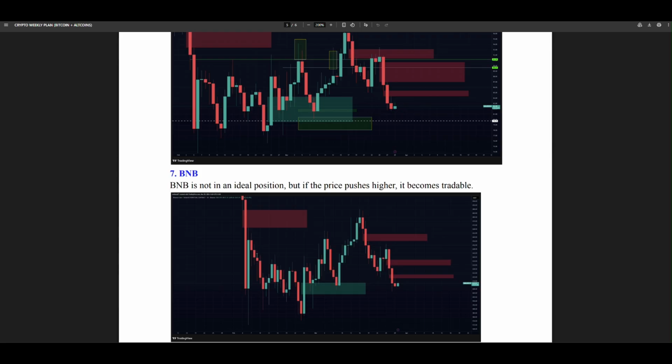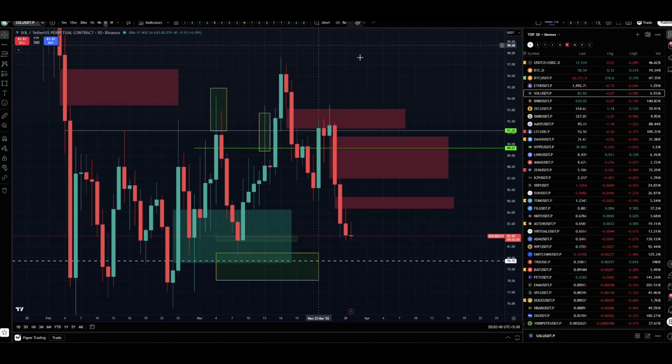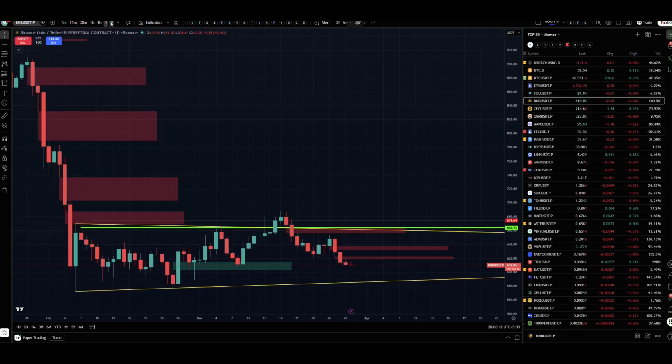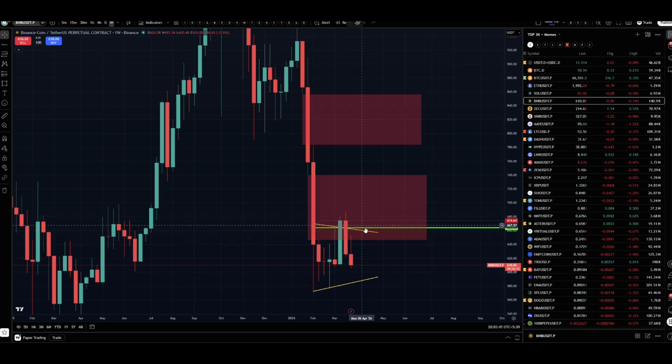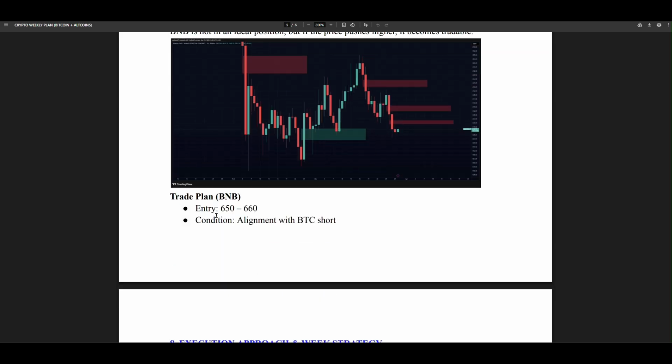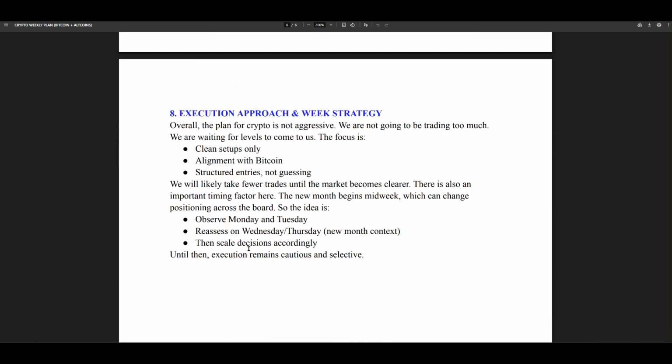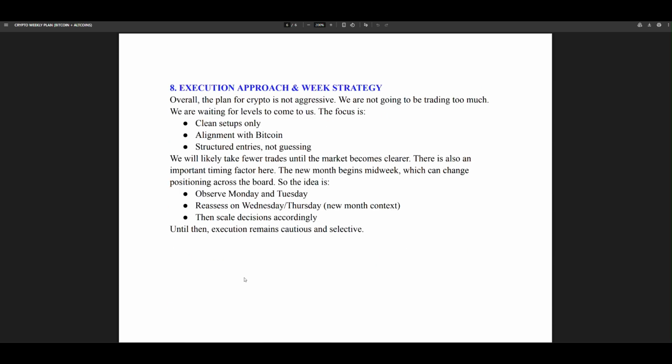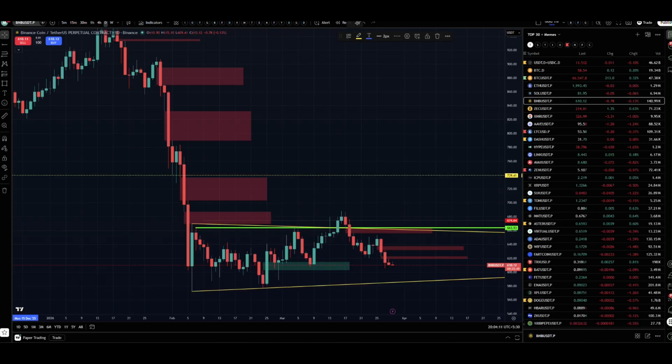Now on BNB, the same thing. Where is the unfilled imbalance? On the weekly, if you see, the weekly one was filled. It was not filled to the brink. There was a lot of imbalance to be filled, but it did not go there. But it kind of did what it wanted to do. The daily one is here. It was not tested, it was not broken. So 660 areas, 650 areas, whatever, in alignment with BTC, we short. That's the plan. That's the whole plan. I think it doesn't need to be more complicated than this.